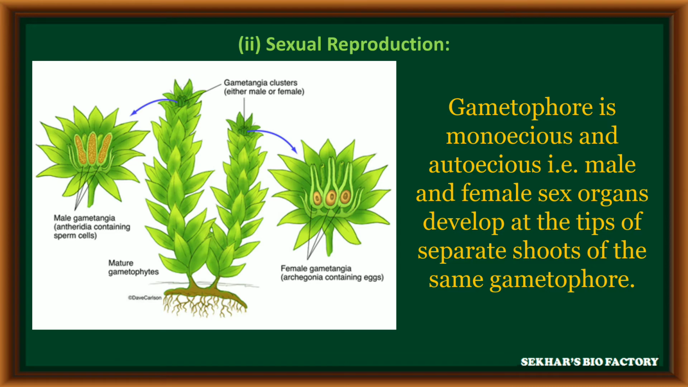Coming to sexual reproduction, the gametophytic plant body is monoecious, having both archegonium and antheridium on the same plant, and it is autoecious in nature. Male and female sex organs generally develop at the tip of the plant, separately on the shoot of the same gametophytic plant.